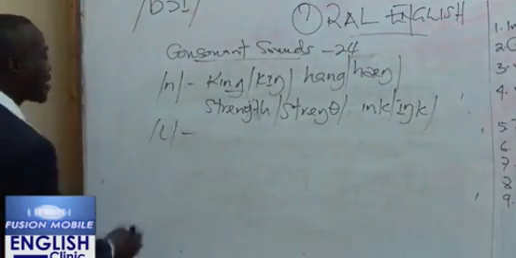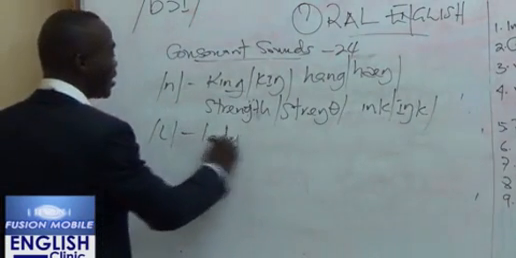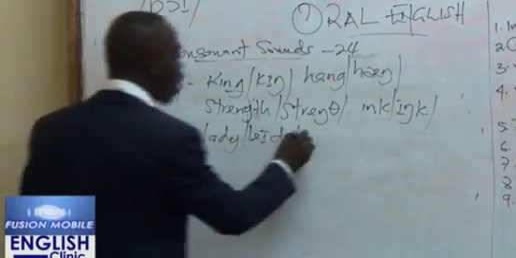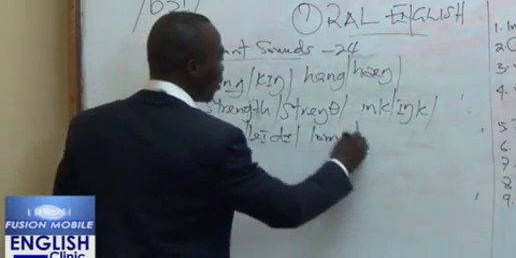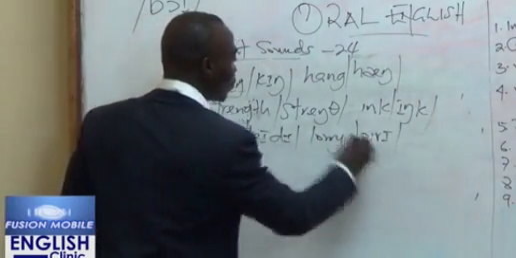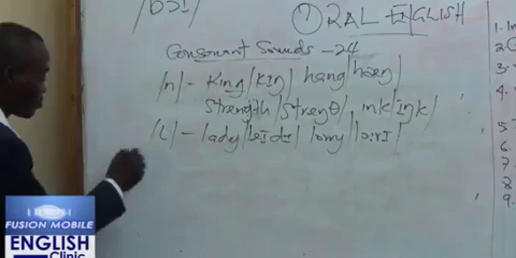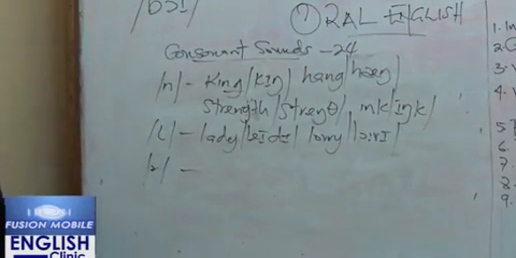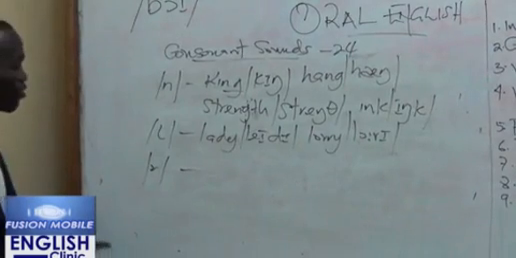Then the next one is la, as in lady. As in lorry. The next one is ra. That is the R, or what we call the ra sound.